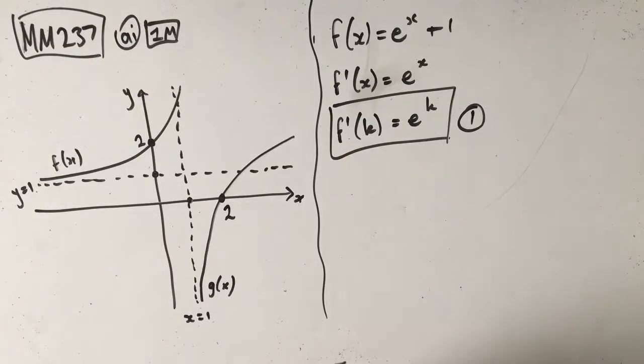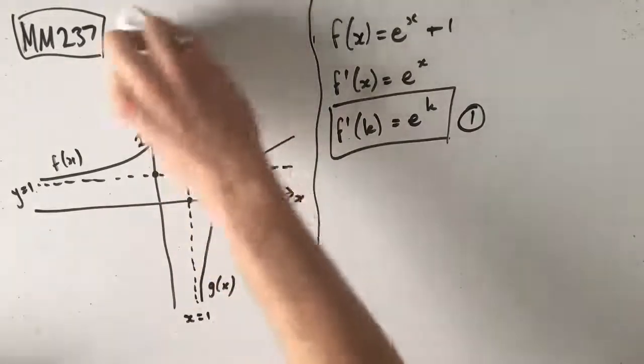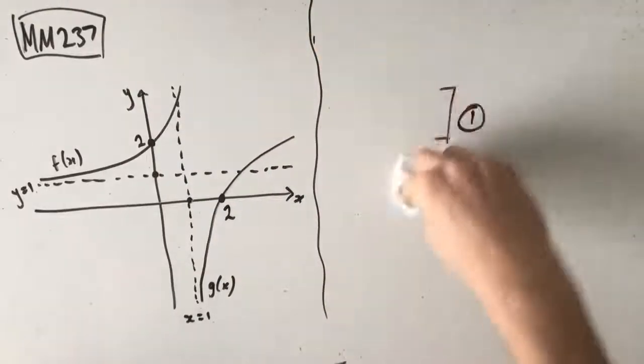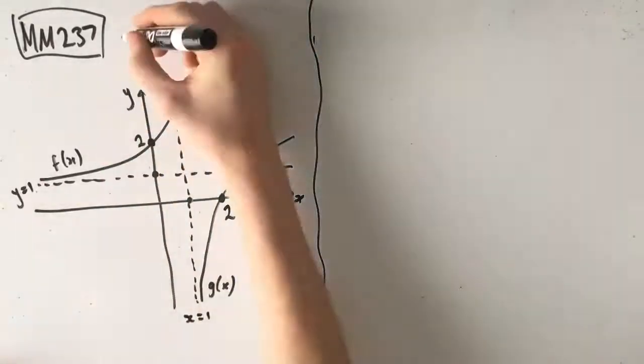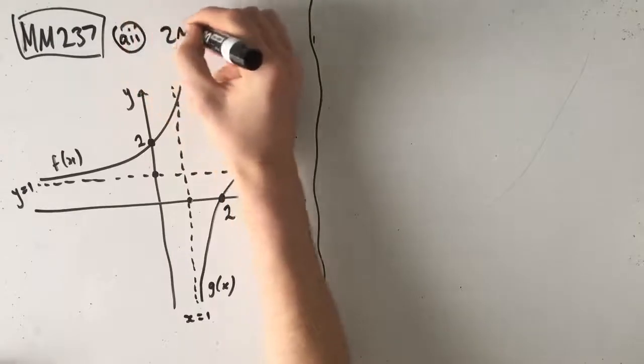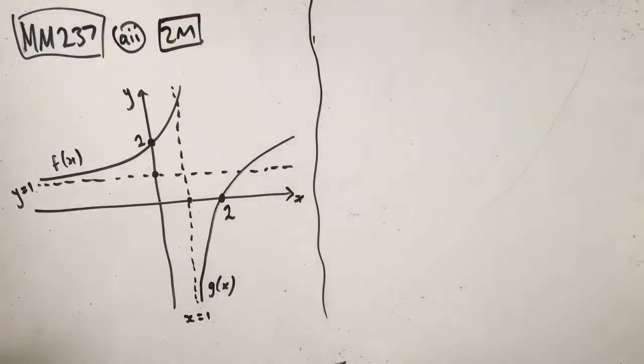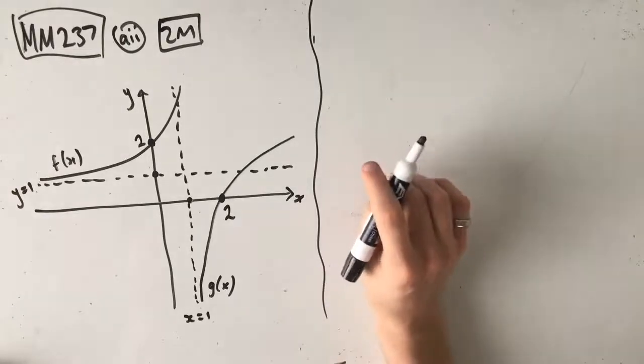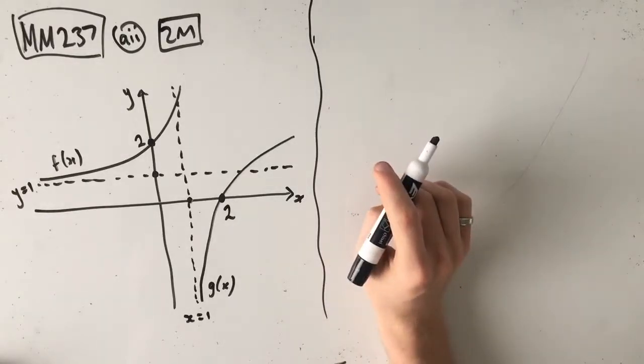So that's it. So let's move on to part AII. Part AII is a 2-mark question. And it says, show that the tangent to f of x at x equals k is given by the equation y take 1 equals e to the power of k outside of x take k plus 1.